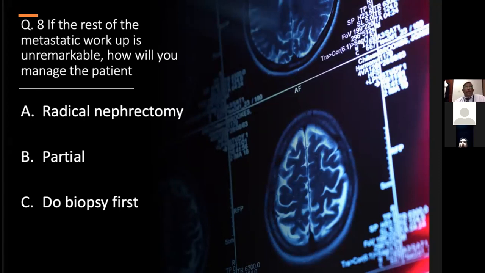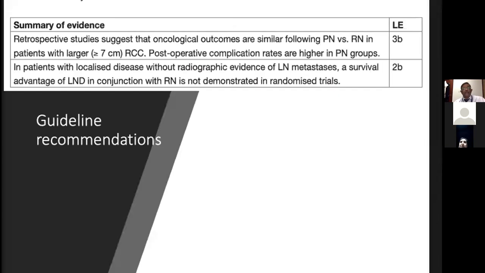Essentially, what you can see is the difference between the last patient and this patient, and the difference in the poll that we saw. The majority favored radical nephrectomy for the last patient, and the majority voted for partial nephrectomy in this patient. The difference is probably that there's a suspicious metastatic deposit in the lung in the first patient and nothing in this patient. So let's see what the guidelines recommend.